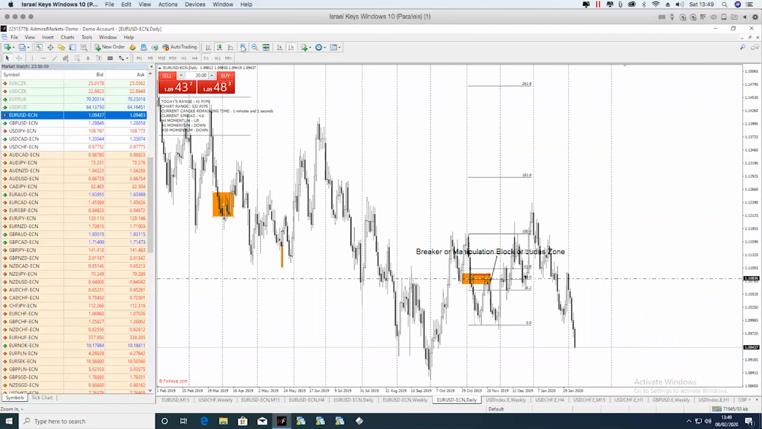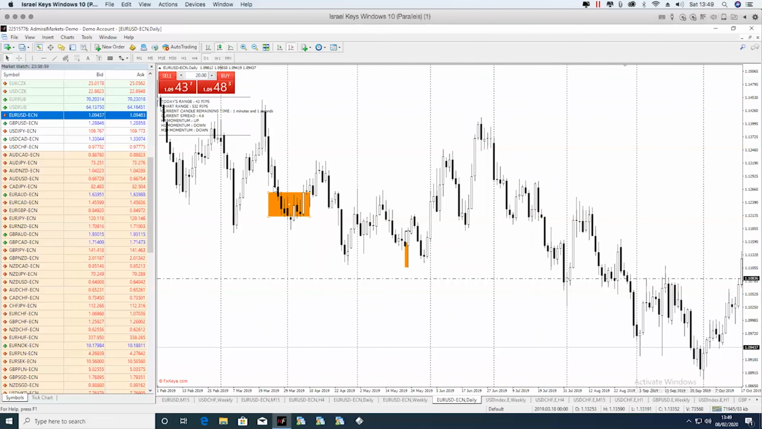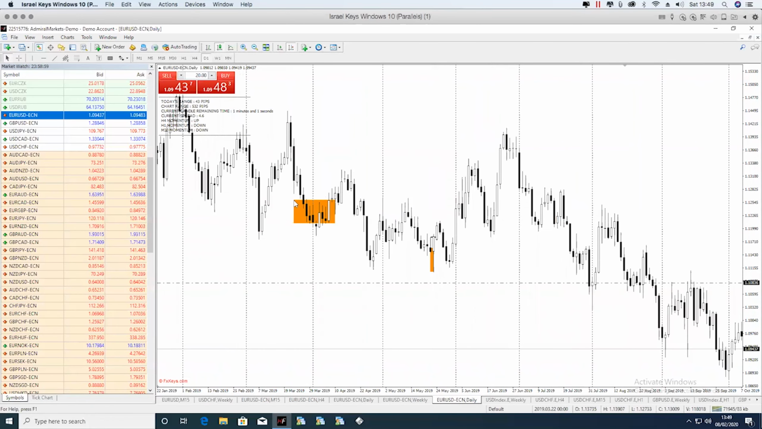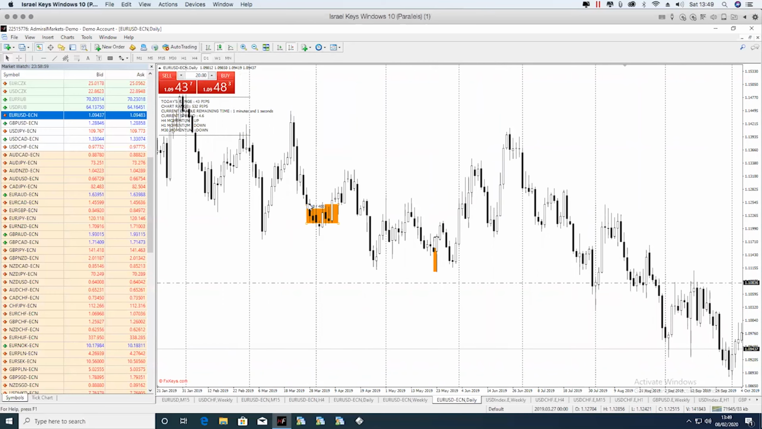Now, the boxes don't have to be perfect. For instance, while this was consolidated, it dipped out of the box and came back. Just ignore that. We're not saying it has to be perfect, but you can see that for a few days, price is being held in a range. Let me fix that. That really should start here. There we go. So for a few days, price has been held in a range.